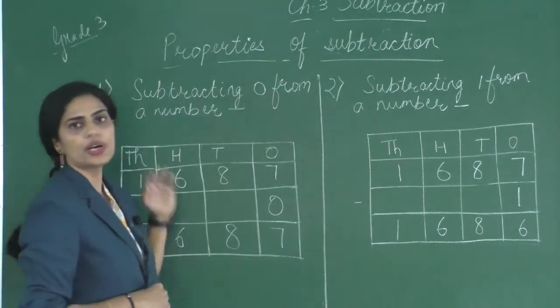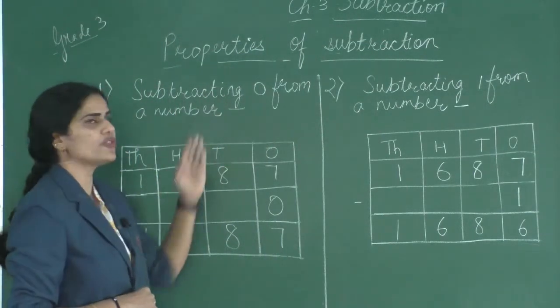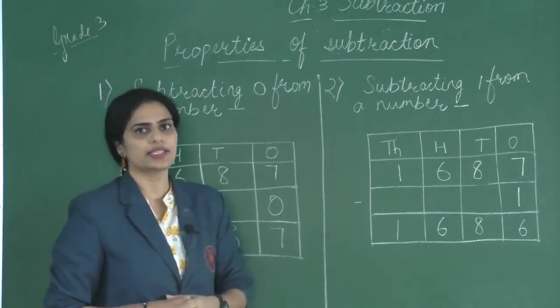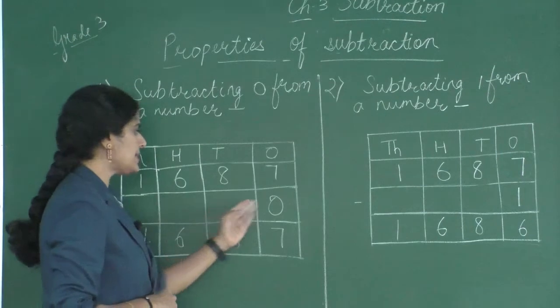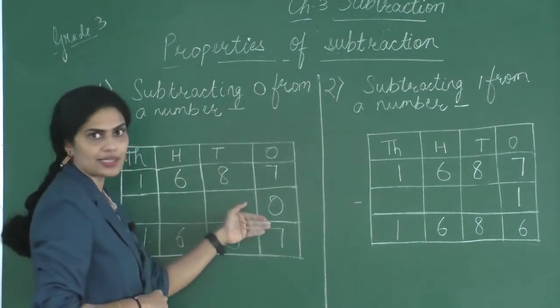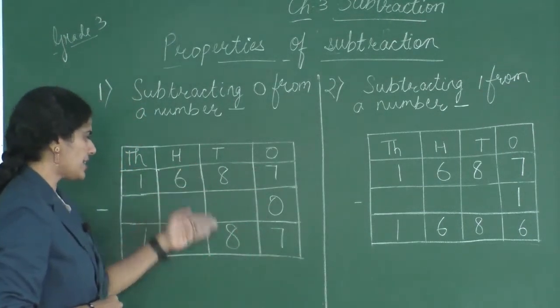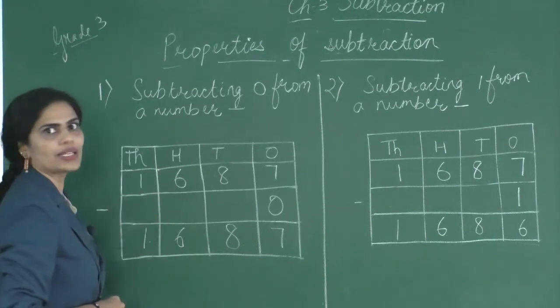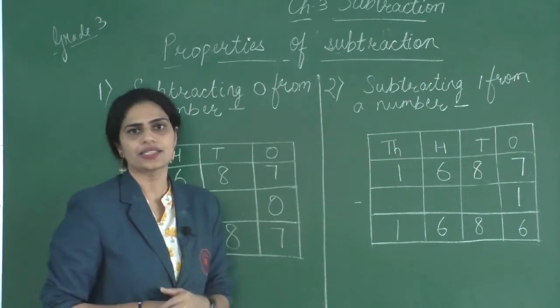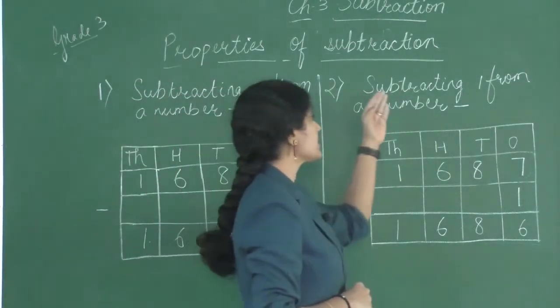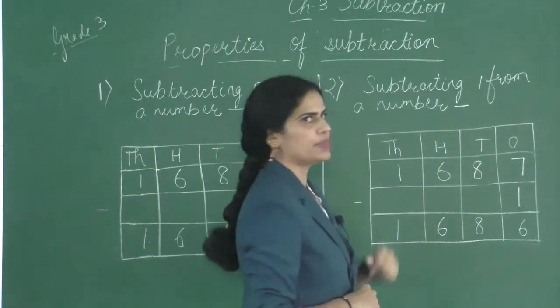Okay students, now let's look into properties of subtraction. Subtracting 0 from a number. When we subtract 0 from a number, we get the number itself. 1687 minus 0. So we get 7 minus 0 is 7, 8 as such, 6 as such and 1 as such. So we get 1687.